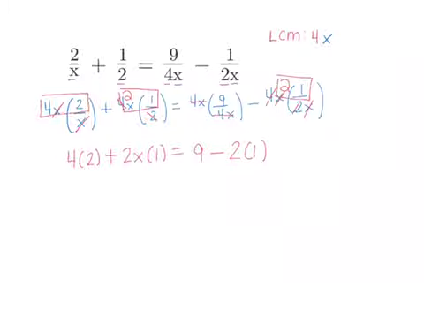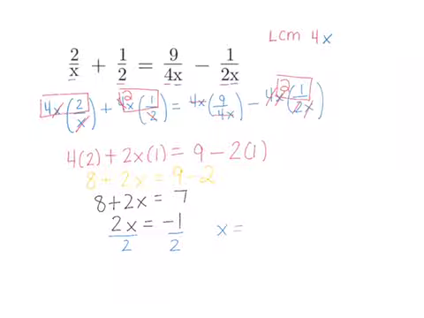Now I can start simplifying. 8 plus 2x is equal to 9 minus 2. So 8 plus 2x is equal to 7. I'm going to move the 8 over, so 2x is equal to -1. And then when we divide by 2, we get x is equal to -1/2.